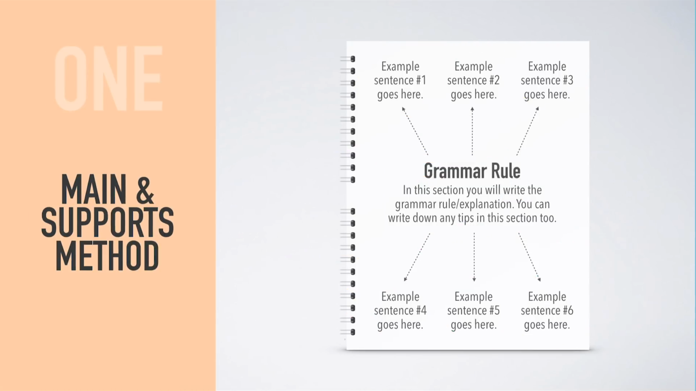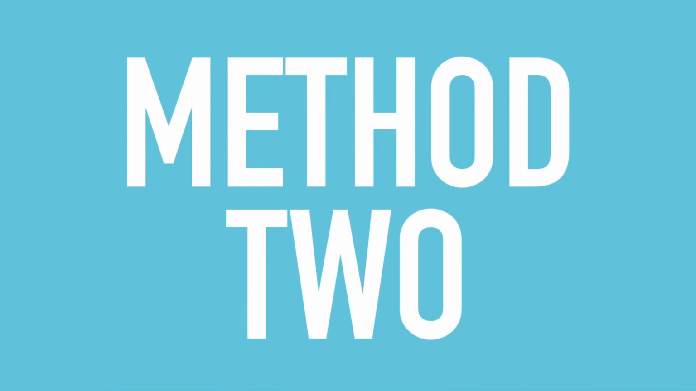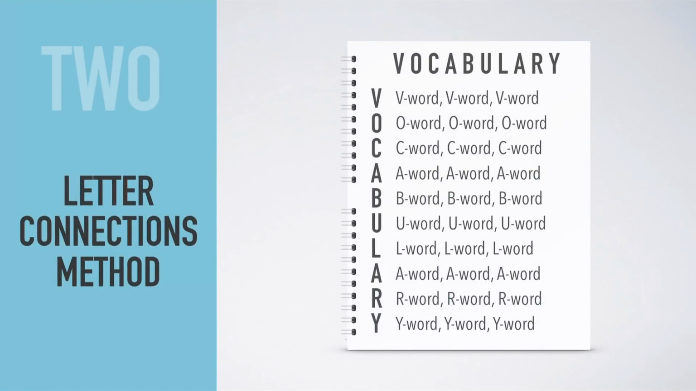All right, let's move on to method number 2. Method number 2 is the letter connections method. Now, this is one of my favorite methods. So this is how it works. At the top of your notebook, you're going to put the vocabulary word. As an example, I just put the word vocabulary, but I'm going to explain to you how to actually do this. What you're going to do next is separate each letter of the vocabulary word.